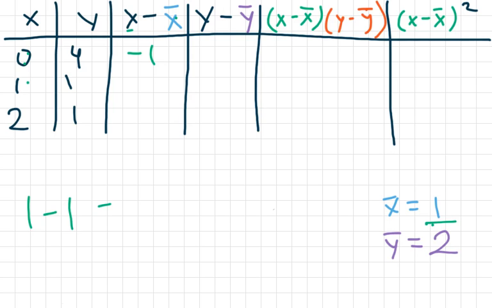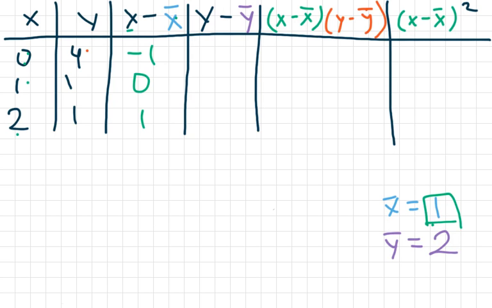So 1 minus 1 equals 0, so that's 0. And then I'm going to do my last x value, which is 2, and I'm going to subtract the mean, which is 1. So 2 minus 1 equals 1. Okay? So that's that. Now I'm going to do the same thing for my y values.